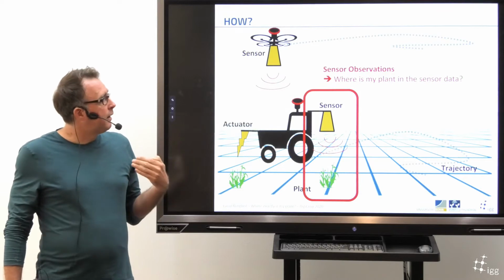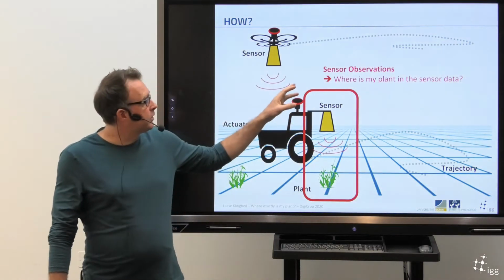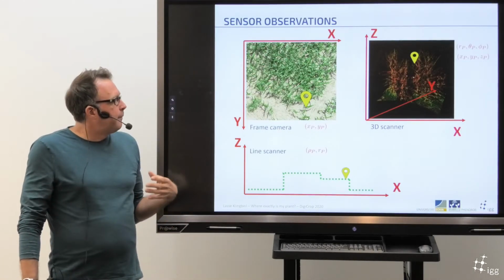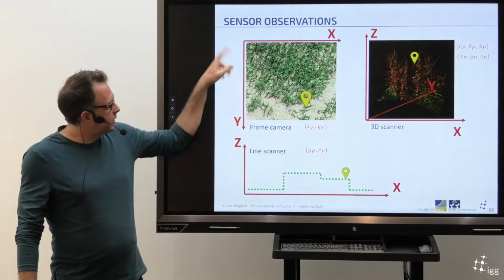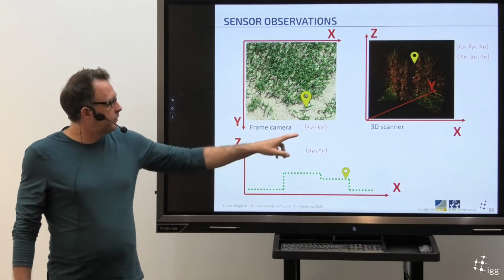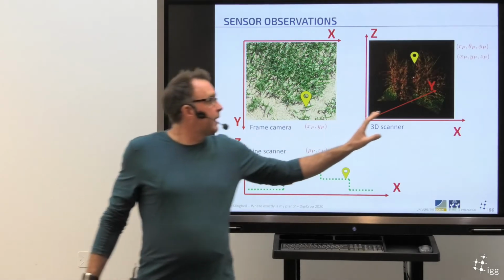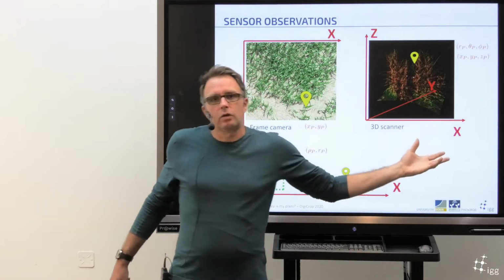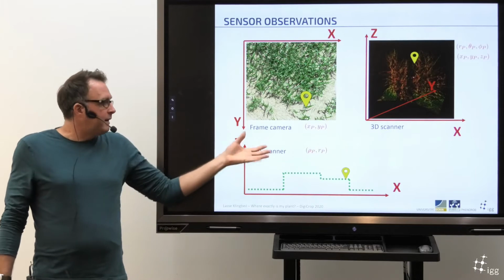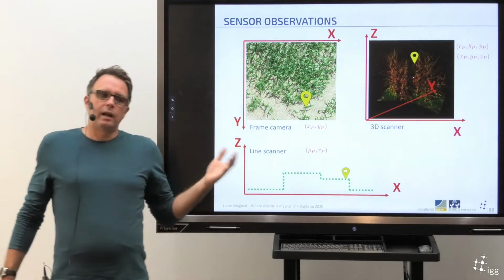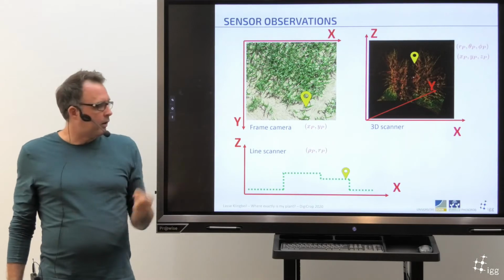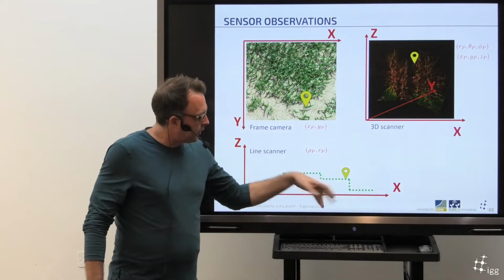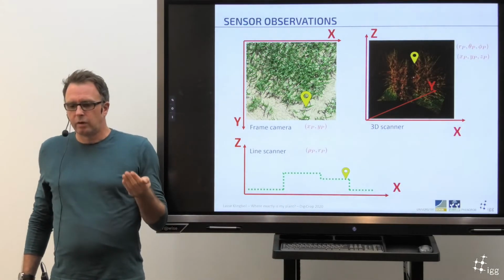So one is to look at the sensor observation. So to answer the question, where is my plant in the sensor data? If you look at different sensor data, we have examples like a camera, which is a two-dimensional sensor, right? It gives you a pixel coordinate or something. Then we have a 3D scanner, for example. Then the actual observation is some point given in the sensor coordinate system. And you could also have a line scanner, for example, as it is sometimes on helicopters or planes, or also on ground vehicles, where you just get an angle and a distance for each measurement. So this is how the sensor observations look like.